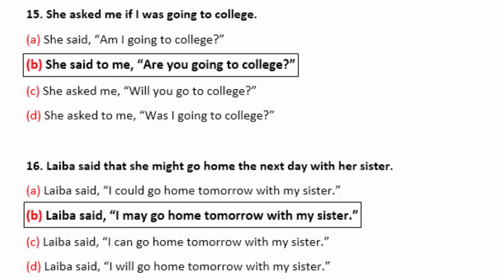Laiba says, I may go home tomorrow with my sister. Might will come back to may in direct sentence. The next day will come back to tomorrow and her will come back to my sister. As you know, here I would like to remind you, whenever we have our direct sentence given, you will use the rules as instructed to you. But if you are given an indirect sentence, to convert it into direct or to choose a direct sentence, you will reverse the rules.